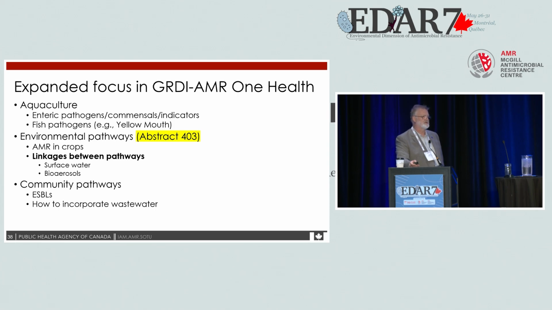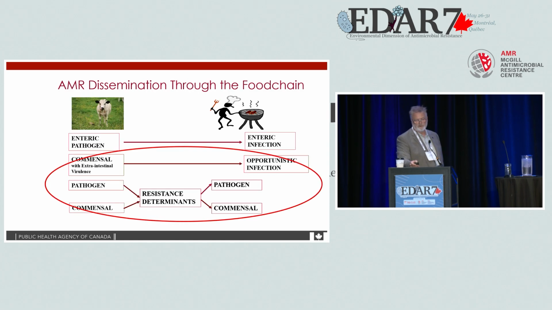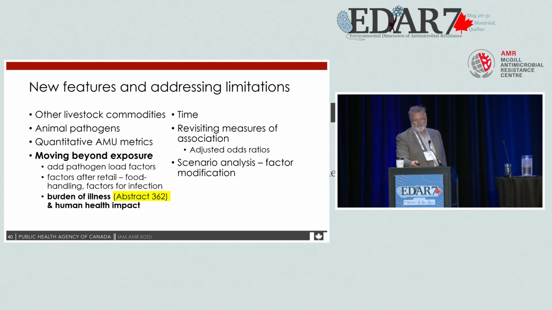Community pathways, particularly on ESBLs, because if we're trying to interpret the contribution of the food chain towards resistance in human health, we have to see how it intersects with what's going on in the community. So this is moving on to this lower area, both commensals becoming opportunistic infections and hopefully the dissemination of the impact of ARG or MGE dissemination. We also, as described this morning by Irina, want to move beyond exposure to human health impact, including burden of illness.